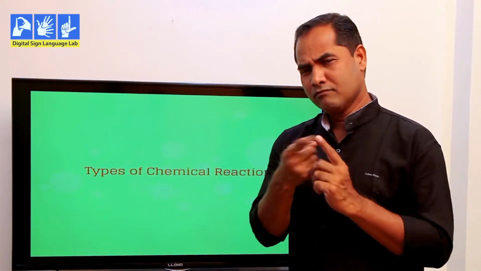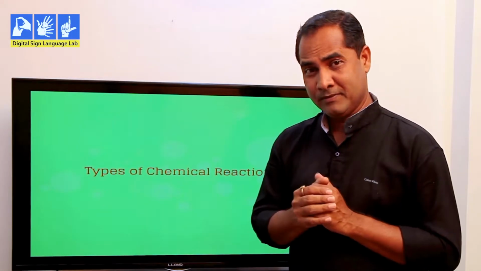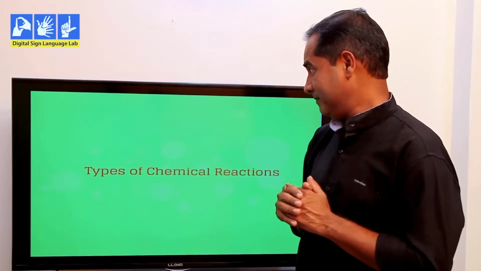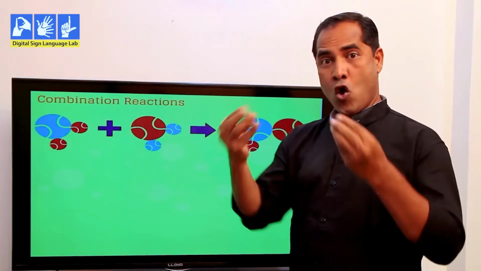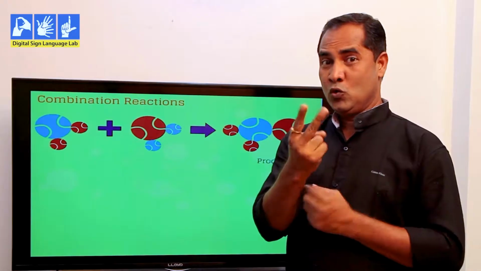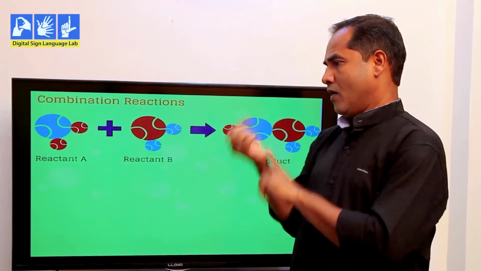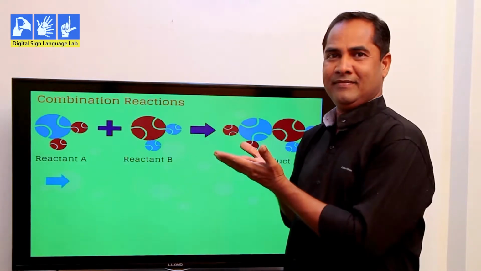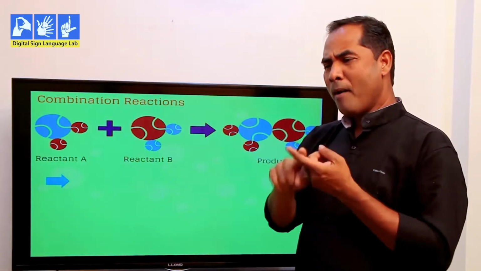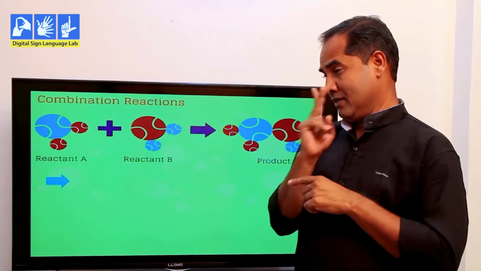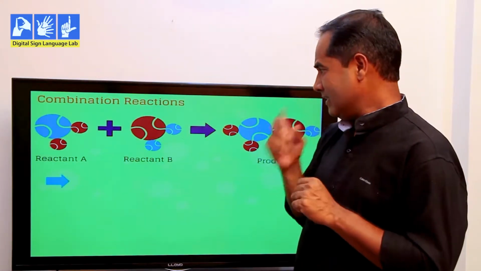Chemical reactions are of different types. I'm going to explain one by one. First, we would learn about combination reaction. When two different chemicals combine and form one product. Let's see an example.